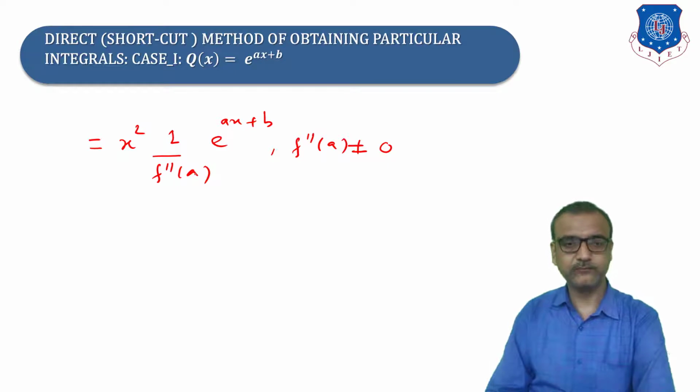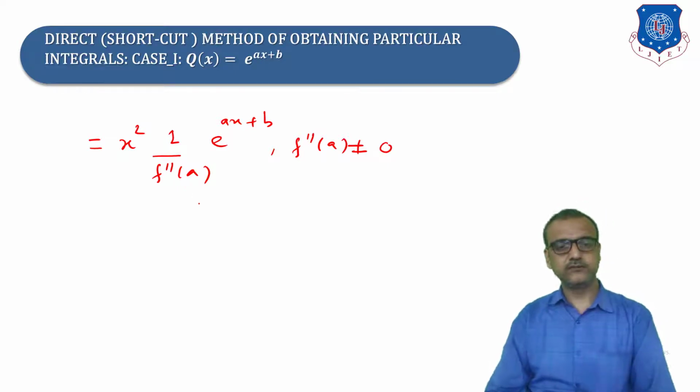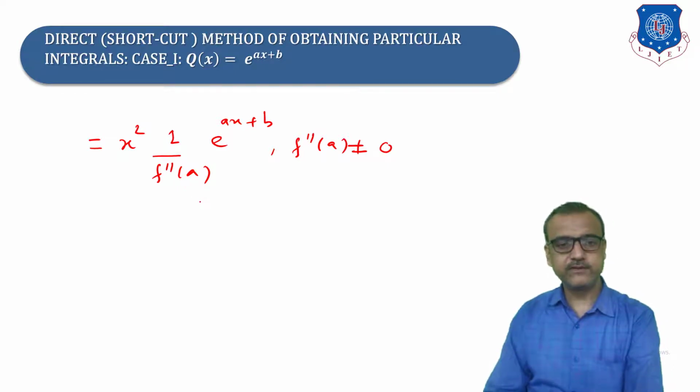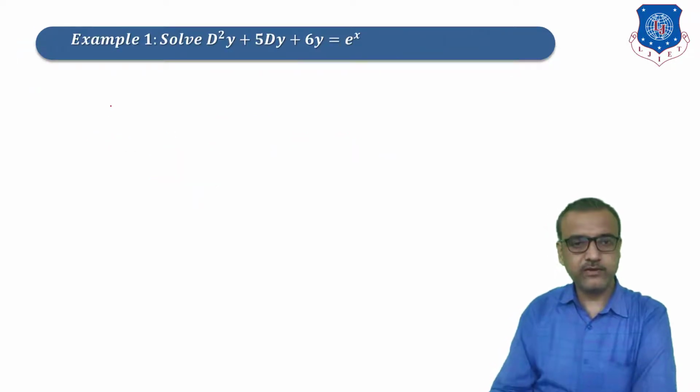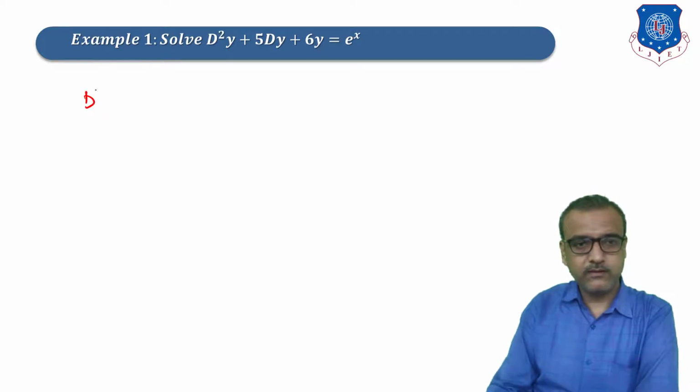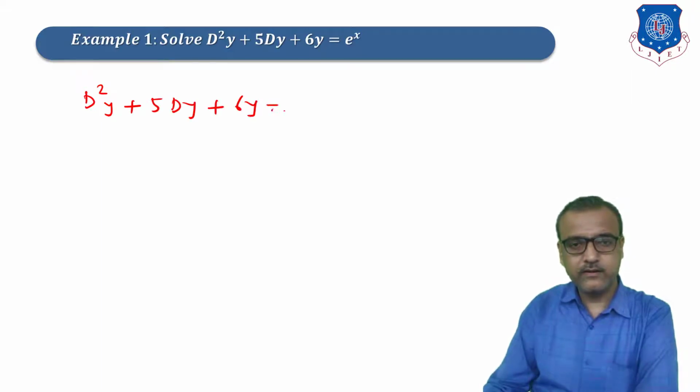Now we will see some examples based on this topic. This is example number 1. We have to solve this differential equation: d square y plus 5 dy plus 6y equals e raised to x.